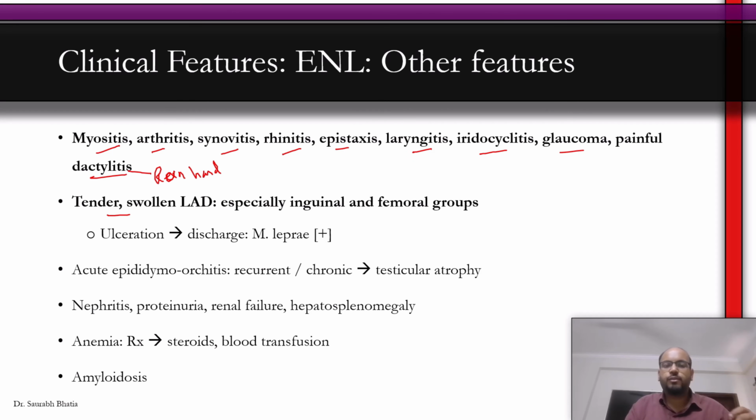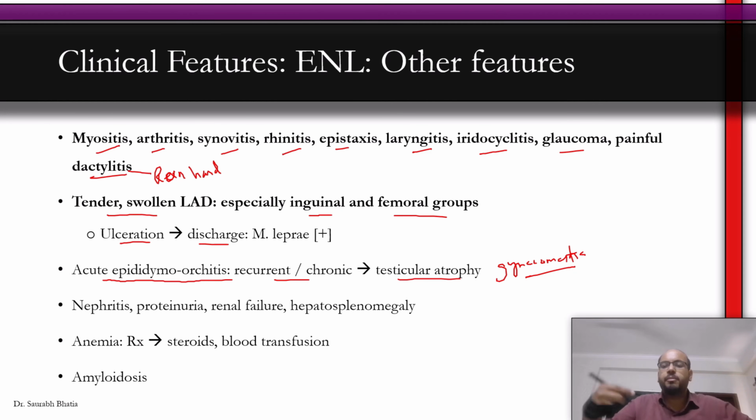Lymphadenopathy is tender and swollen, especially the inguinal group and the femoral group of lymph nodes. If the lymph nodes get ulcerated, it leads to a discharging sinus formation, and in that discharge, you can easily stain for M. leprae. It is teeming, it is filled with M. leprae. Other organs like testicular involvement leads to acute epididymoorchitis, and when it is recurrent or chronic, it can even lead to testicular atrophy and gynecomastia, as a part of low testosterone, because the repeat inflammation of the testis leads to testicular atrophy.